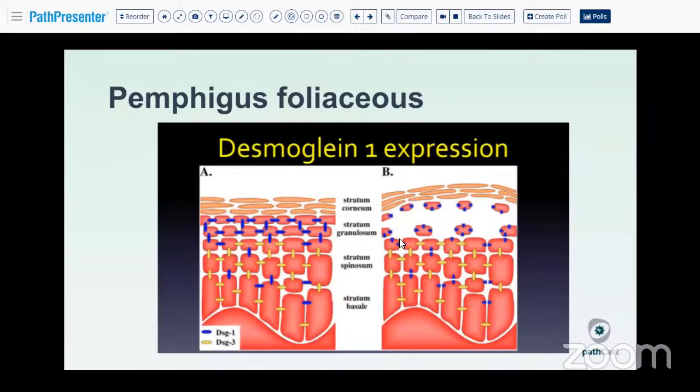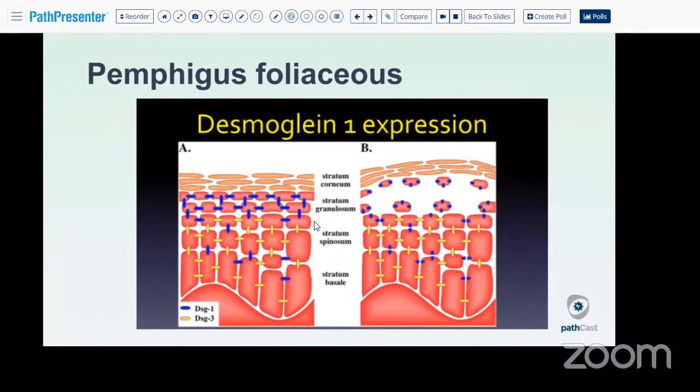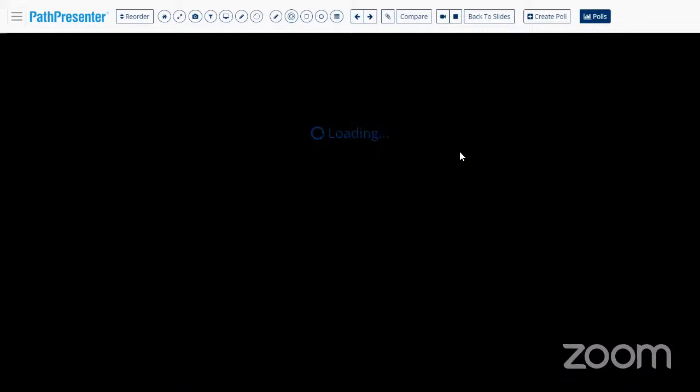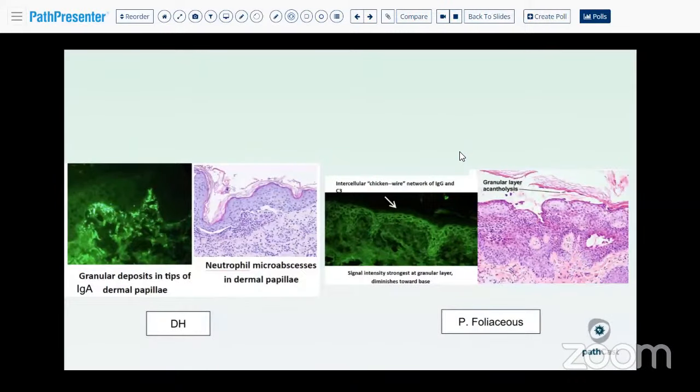Here is just a little schematic of desmoglein 1 expression. So in our epidermis, we have desmoglein 1 and desmoglein 3. And so if you can see, if you have antibodies directed against your desmoglein 1, breaking that apart, your split consequently is going to be in your subcorneal area predominantly. Pemphigus foliaceus has the intercellular chicken wire like pemphigus vulgaris, but up high, so upper half of the epidermis. Dermatitis herpetiformis versus pemphigus foliaceus side by side.